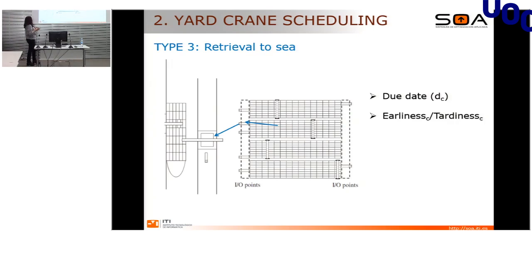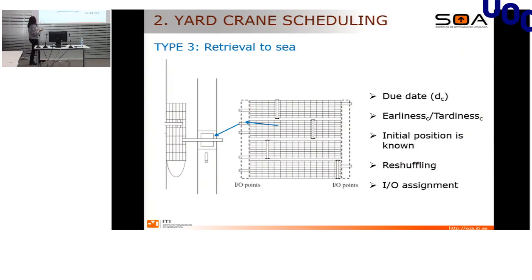So related to the due date, the earliness or tardiness of the container can be computed depending on the time you extract the container. The initial position is known, this position, where the crane has to go to pick up the container. Is it possible to have a reshuffling if the container is not on the top of the block? And we have to assign an input-output for the container.